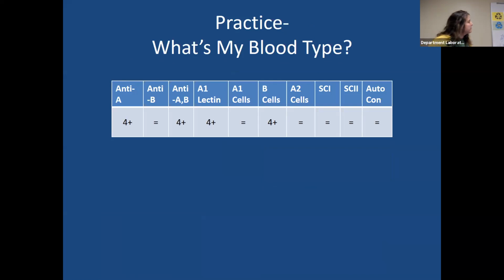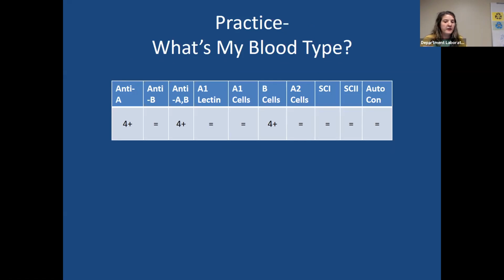All right, 4+ reaction with anti-A, negative anti-B, 4+ with A,B, 4+ A1 lectin, negative A1 cells, 4+ B cells, and then screening cell 1, 2, and autocontrol are negative. What's your type? Yes, A1 with a negative IAT, right?